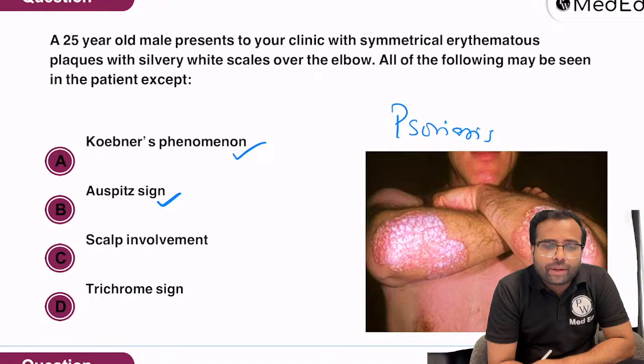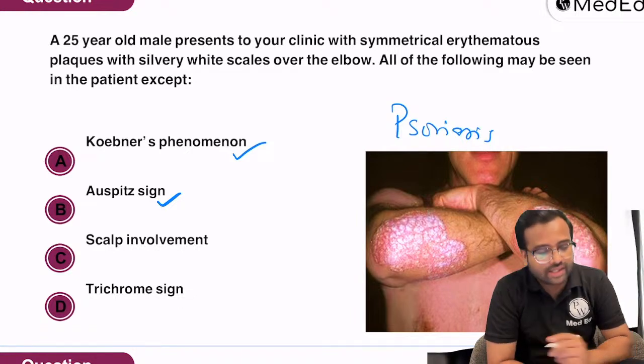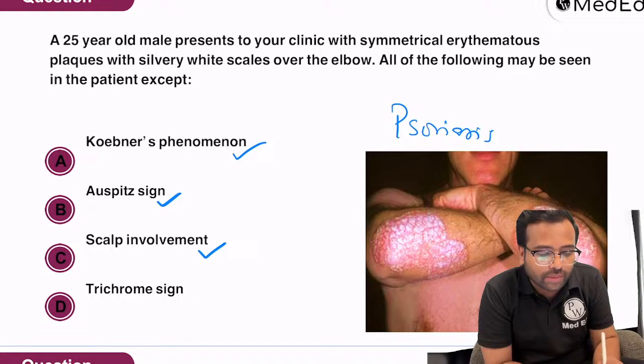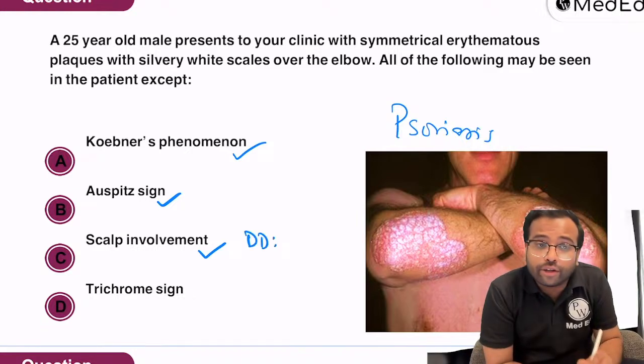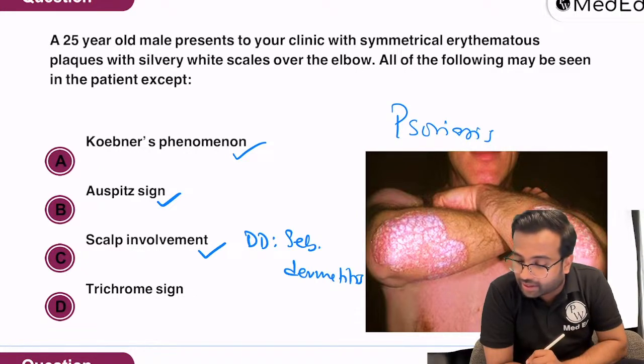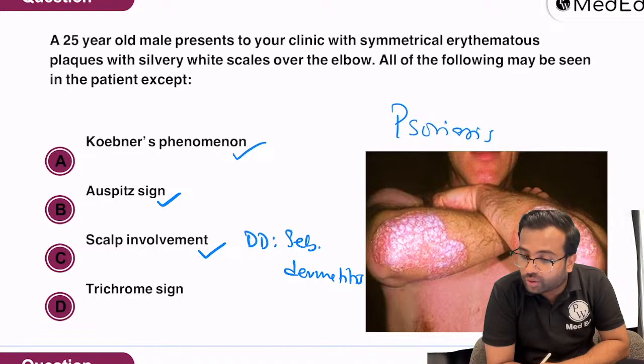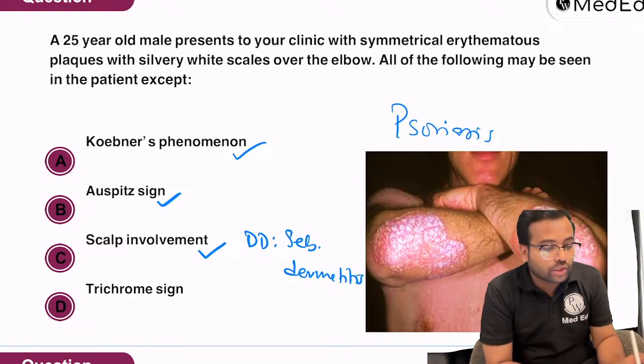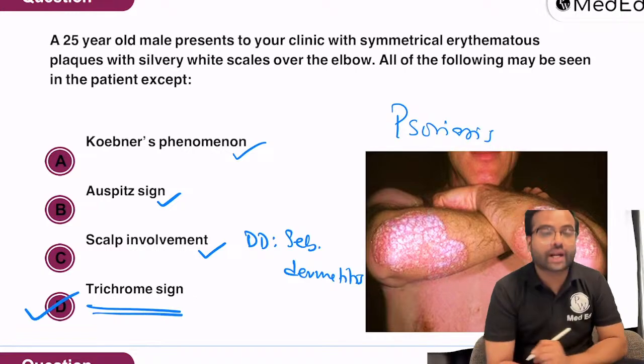Next one is scalp involvement. Do you find scalp involvement in psoriasis? Yes, scalp involvement is seen in psoriasis because you must be remembering the differential diagnosis can be dandruff or seborrheic dermatitis, right? So what is the odd one out? Yes, the odd one out here is trichrome sign.